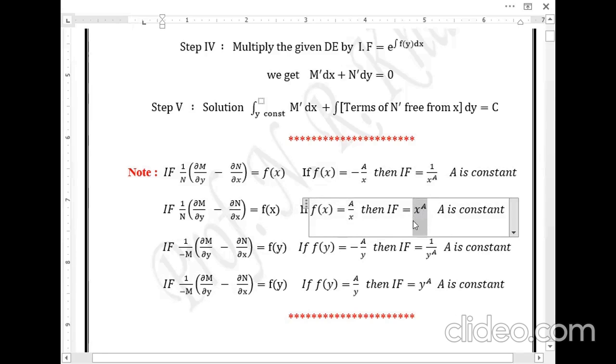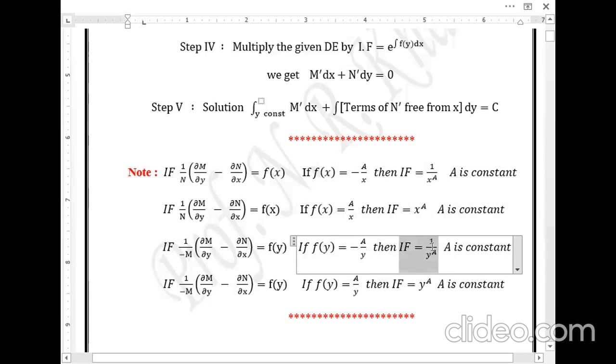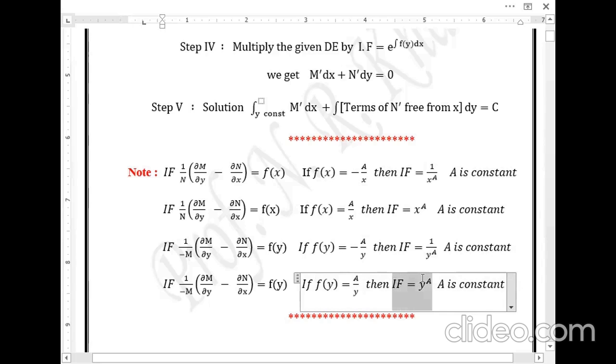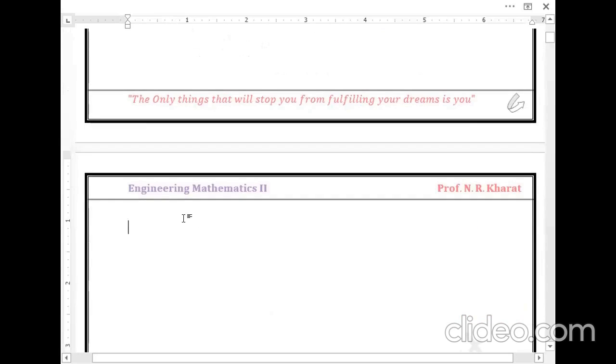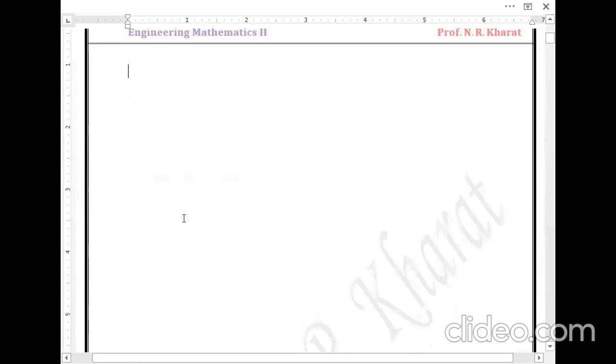In a similar way, if the function f of y is in the form of minus a upon y, the integrating factor is 1 upon y raised to a. If the function f of y is in the form of a upon y, then we get the integrating factor y raised to a. These are some shortcuts to find the integrating factor for rule number 3 and rule number 4. We will see some examples that clear all the difficulties regarding rule number 3 and rule number 4. We will just move forward to the examples.